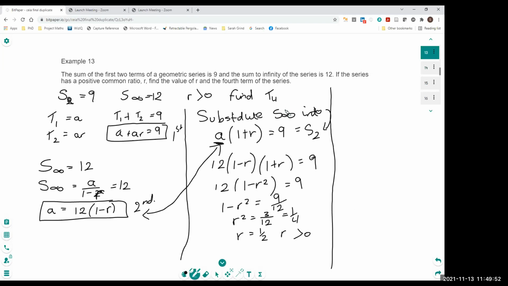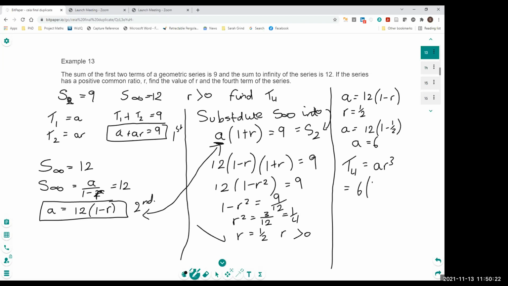The last part of the question is find the value of r, which we have done, and the fourth term of the series. So we know that a is equal to 12 times 1 minus r. R is equal to half, so a is equal to 12 times 1 minus a half. So a is equal to 6. So T4 is equal to a r cubed, which is 6 times a half cubed, which is 6 times an eighth, equal to 3 quarters. So T4 is equal to 3 over 4.